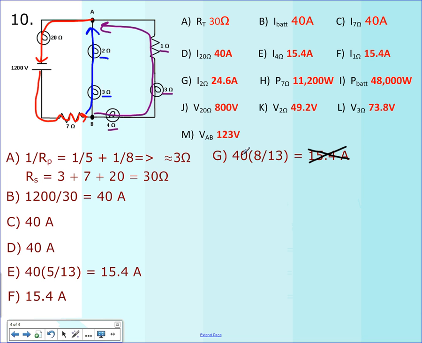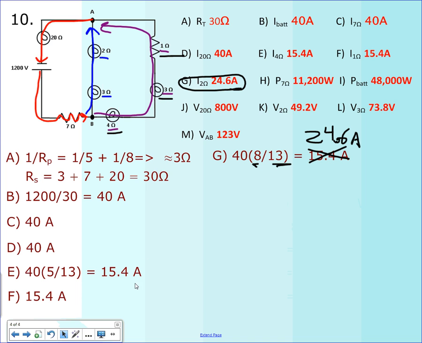So down the blue pathway, you would take the resistance of the purple pathway, so your 4, 3, and 1 add up to 8, over that total of 13 again. So 40 times 8 divided by 13 is not 15.4, it is 24.6, which was right here.